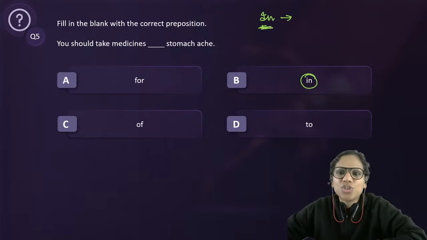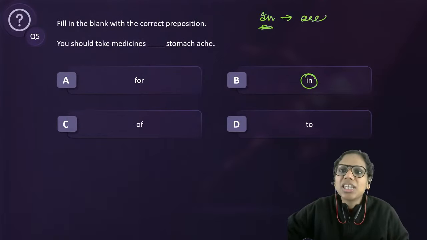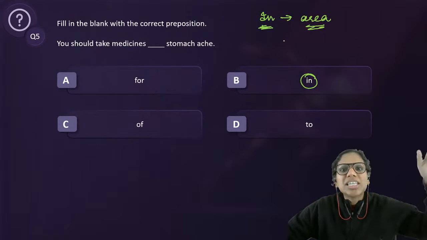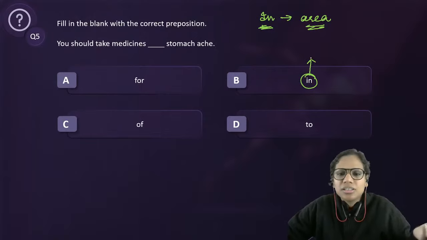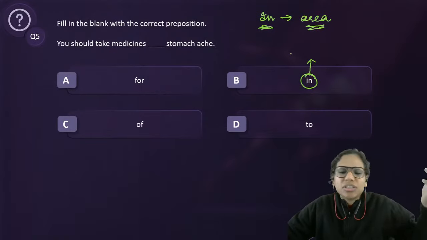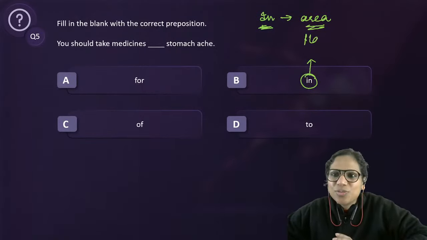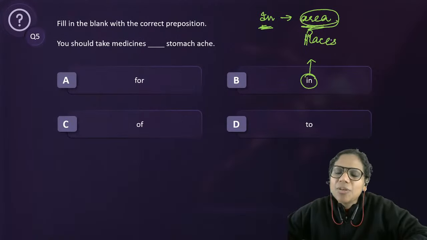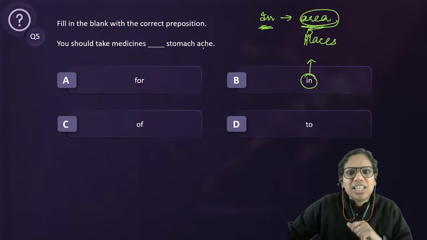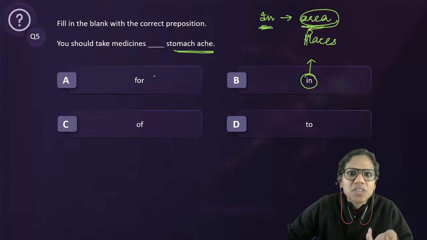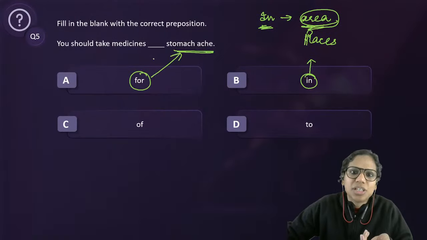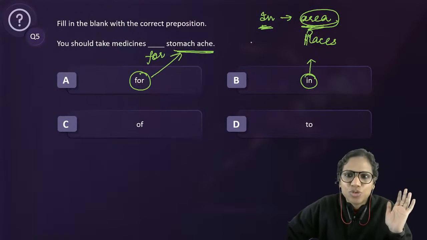When do we use the preposition in? In is usually the preposition of area, right? So, she is in the house. Let's say I live in Jammu. Basically for physical places, or to denote area, we use in. But that's not the case here, so that's why it's not the answer. Medicines for a particular purpose, right? For this particular discomfort that this person is experiencing. So, meant for stomachache. That's why for is the preposition here.